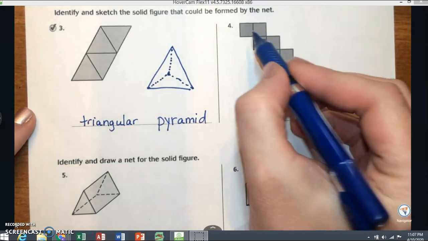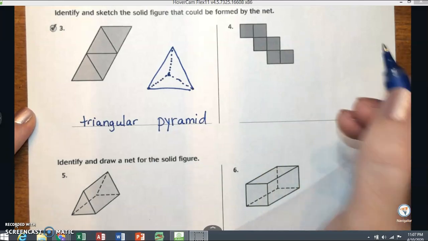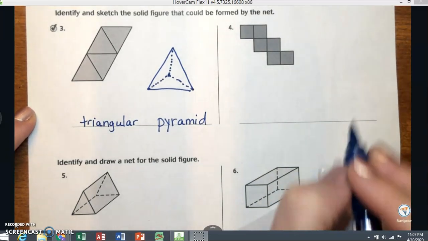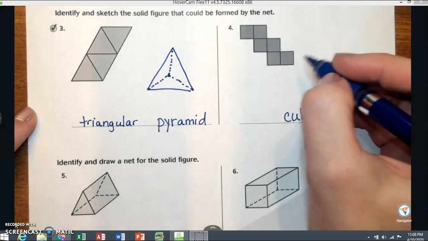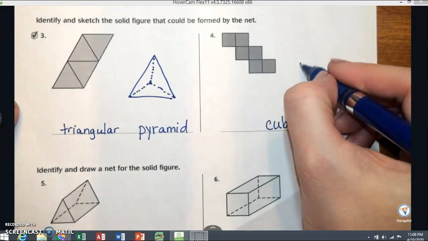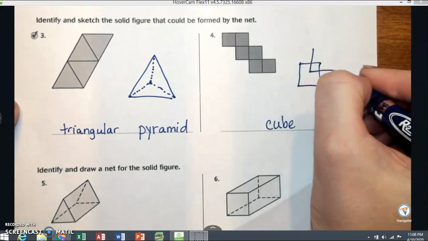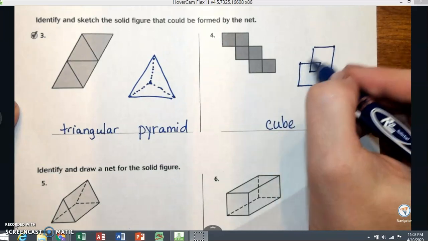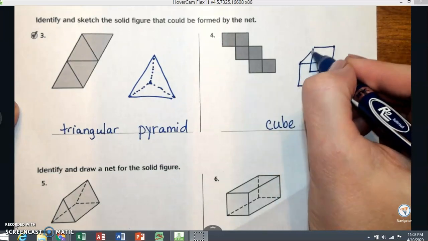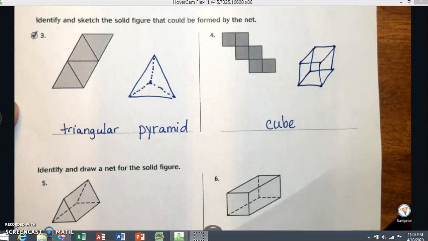Alright, so on this one, notice I have 1, 2, 3, 4, 5, 6 squares. So what shape would that make? If I have 6 squares, I have a cube. So this was another net for a cube. Now to draw the cube, I typically draw it like this. And then you connect the same vertex with each of those 2D figures to make the 3D figure.